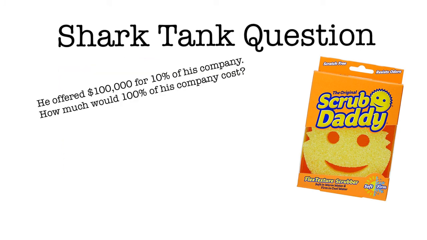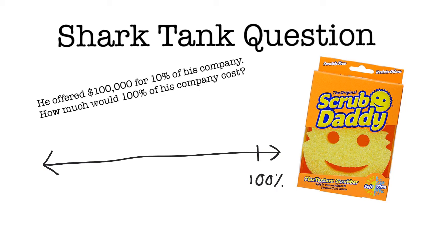So in the video, he offered $100,000 for 10% of his company. So the question is, how much would 100% of his company cost? So for this one, we're going to make our double number line, but this time, we don't know what 100% is. That is what is missing in this one. We're trying to find that out. But we do know what our 10% is.